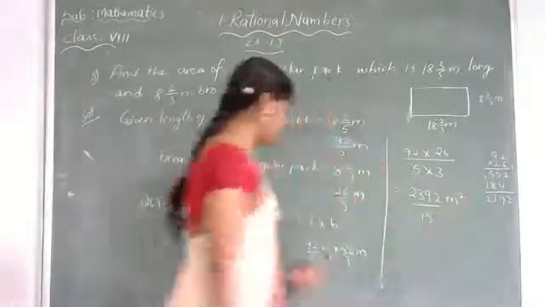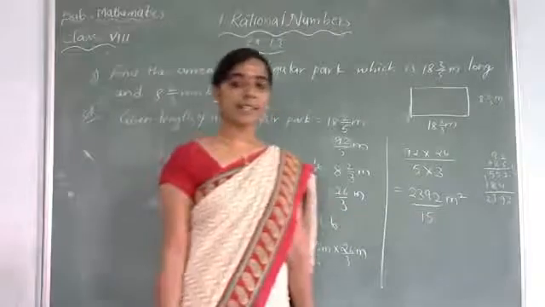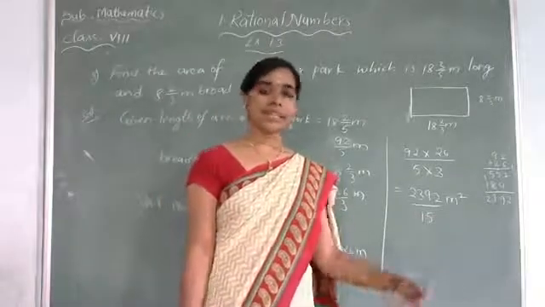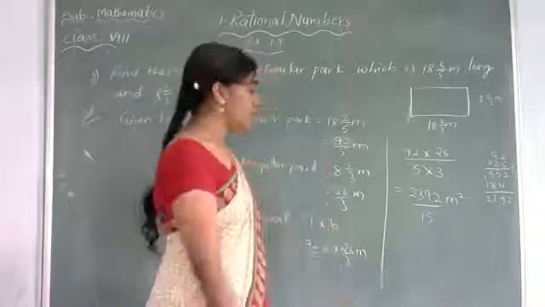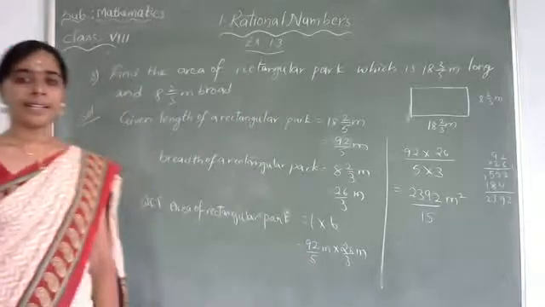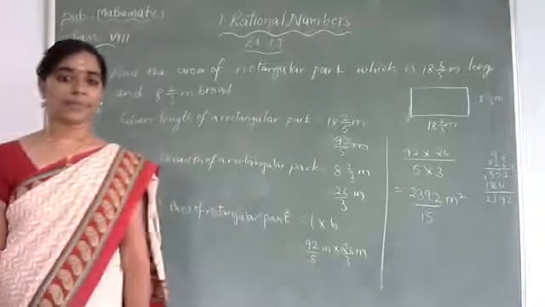Meter square, because meter into meter is meter square. So 2392 by 15 meter square. We can write this as a mixed fraction also, children. Otherwise you can leave it like that. So 159 and 7 by 15 meter square.